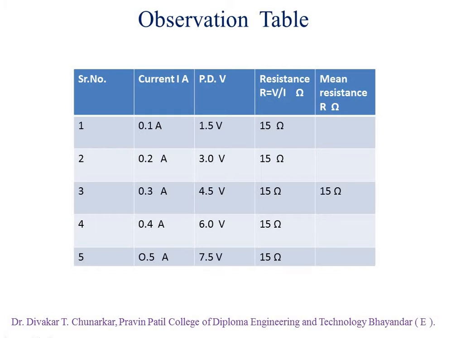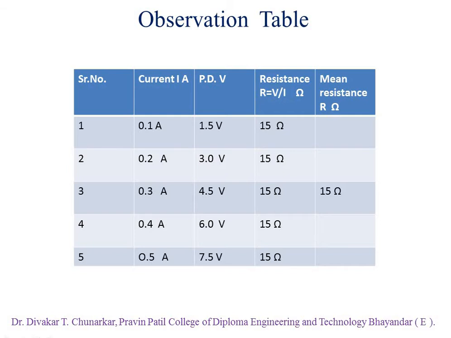Then we apply 3 volt potential difference and our current is 0.2. Then we apply 4.5 volt potential difference and the current is 0.3. Then we apply 6 volt in the circuit and produce 0.4 ampere current. And lastly, we apply 7.5 volt potential difference, and we produce the current 0.5 in the circuit.